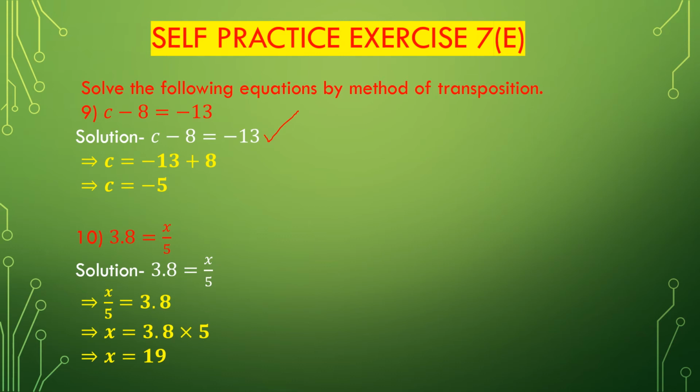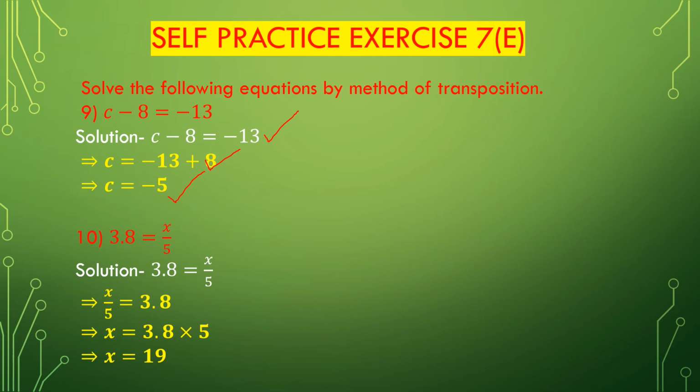This minus 8 is transposed to the right hand side, and it will be minus 13 plus 8. Then c equal to 8 minus 13. Minus changes to plus. So c will be 8 minus 13, equal to minus 5. So the value of the variable c is minus 5.